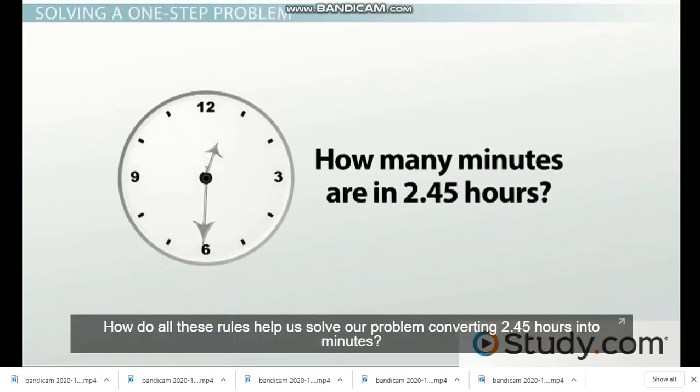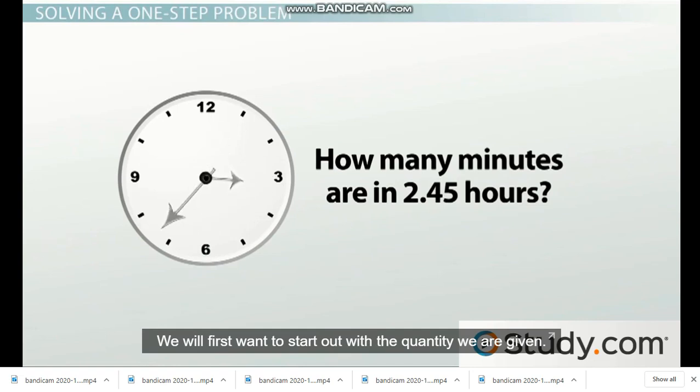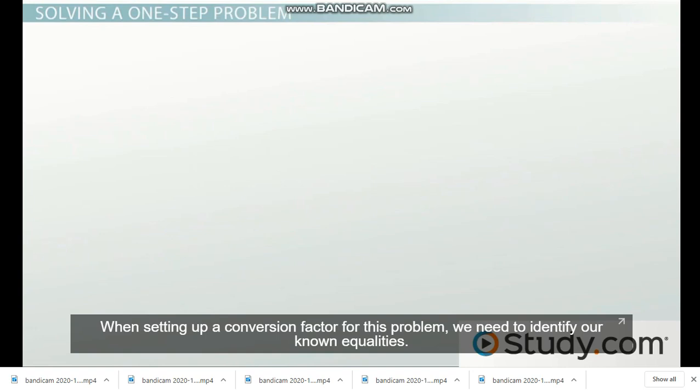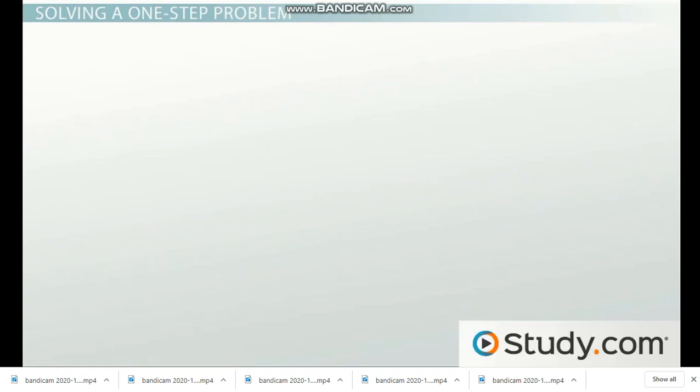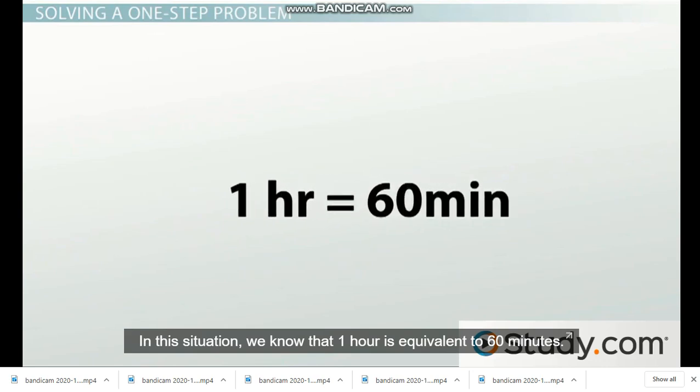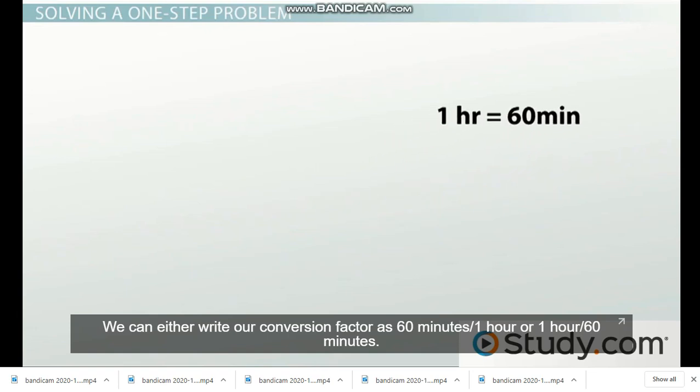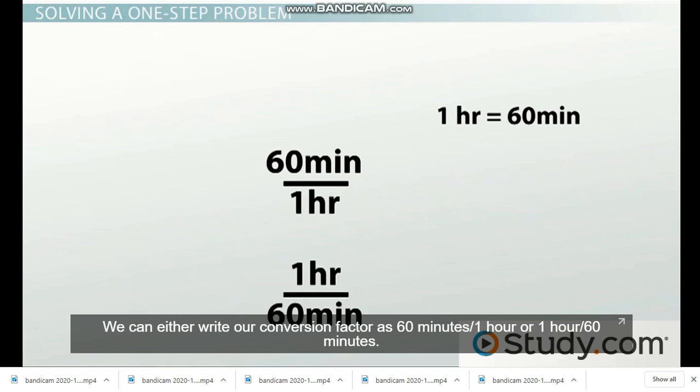How do all of these rules help us solve our problem converting 2.45 hours into minutes? We will first want to start out with the quantity we are given. Then, we will need to set up a conversion factor or a group of conversion factors that will allow us to solve the problem. When setting up a conversion factor for this problem, we need to identify our known equalities. In this situation, we know that 1 hour is equivalent to 60 minutes. We can either write our conversion factor as 60 minutes over 1 hour, or 1 hour over 60 minutes.